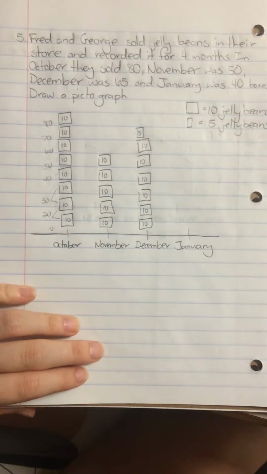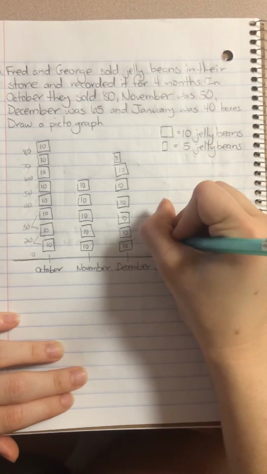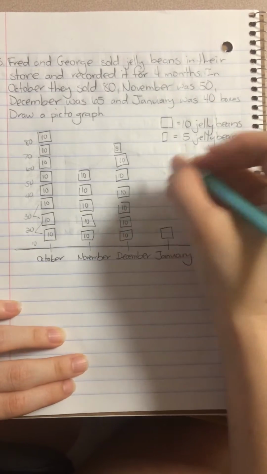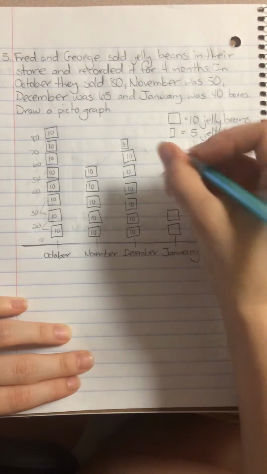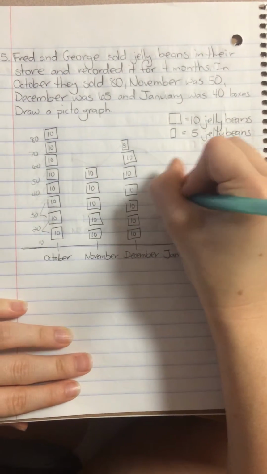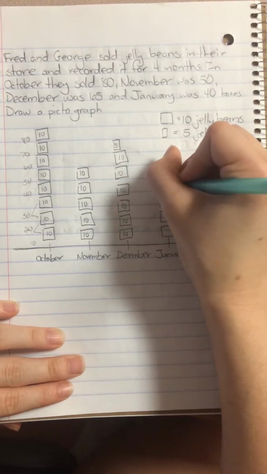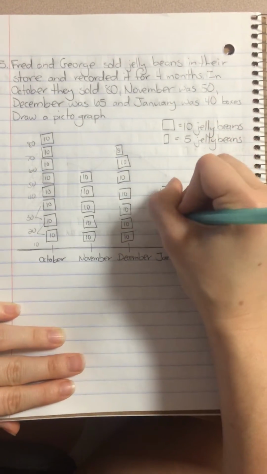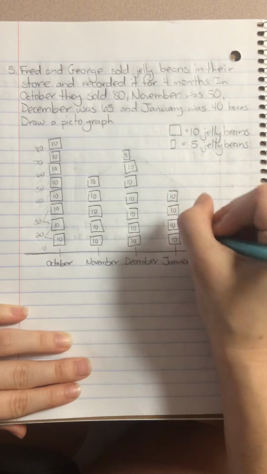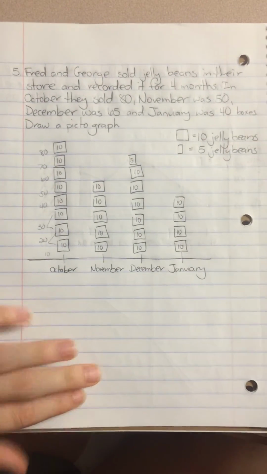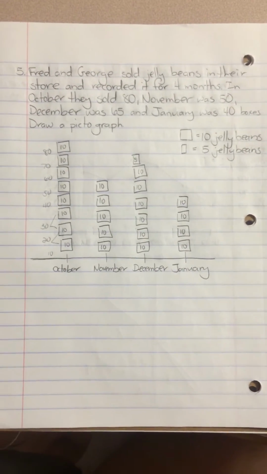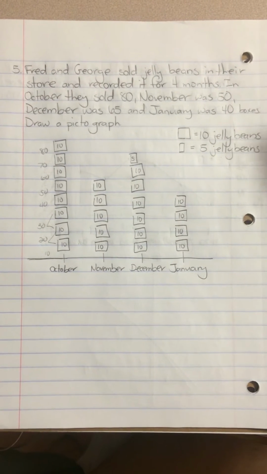So then we'll go on to January, which is just 40 boxes of jelly beans. So we count by tens again. We have 10, 20, 30, and 40 jelly beans, and it takes 4 boxes to represent the 40 boxes that were sold in the month of January. And this is what our pictograph would look like.